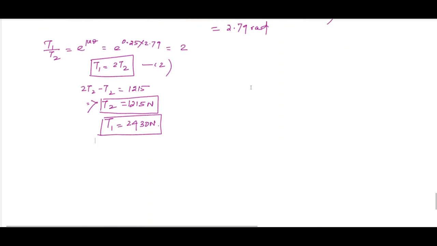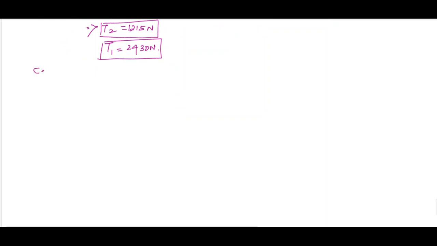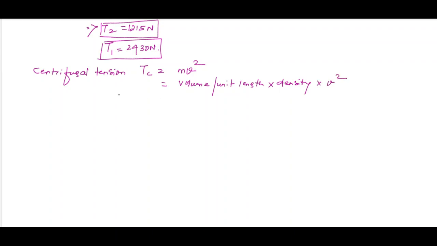Okay. Now centrifugal tension, we know centrifugal tension TC is mass of the belt into the linear velocity. That is mass per unit length multiplied with V square. So what is mass? This is volume per unit length multiplied with density into V square. And what is volume? It is width into thickness into length. This is volume, multiplied with density, multiplied with V square.